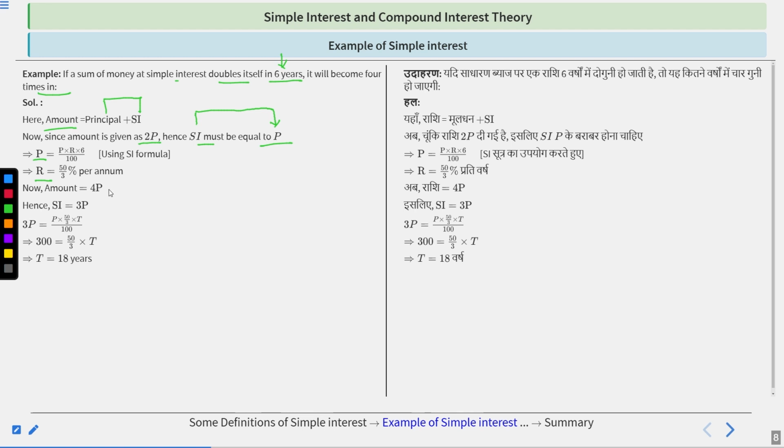Clear? Now the amount is 4P. It will become 4 times. Clear? So the amount is 4P, hence SI equals 3P. So what is the time? So 3P is the simple interest, P is the principal, we know R is 50 by 3, and at that time we need to calculate time. So T multiplied upon 100, when we calculate, T becomes 18 years. Okay? The question asks in how much time it will become 4 times. So it will take 18 years to become 4 times.